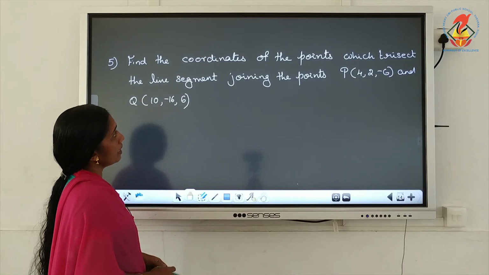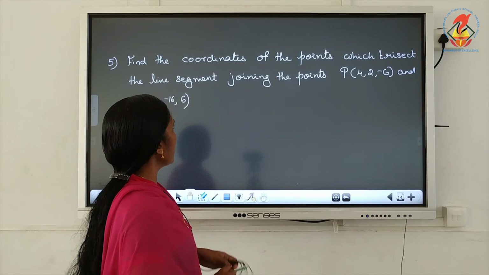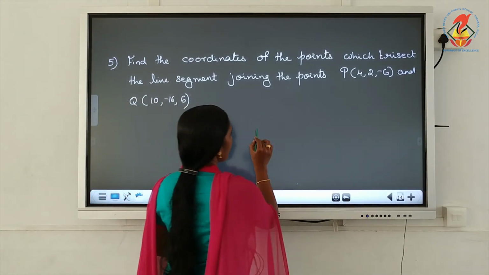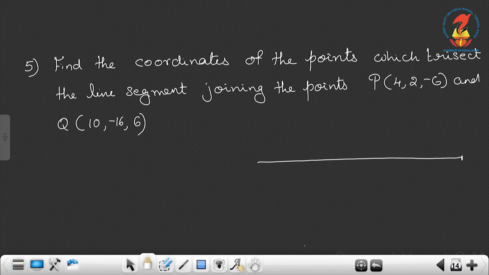One, find the coordinates of the points which trisect the line segment joining the points. Trisect means 3 equal parts. That's the meaning of trisection. P(4, 2, minus 6), Q(10, minus 16, 6). We have to find the coordinates of the points which trisect, 3 equal parts. So there must be 2 points. Then only we get 3 equal parts. So let R and S.